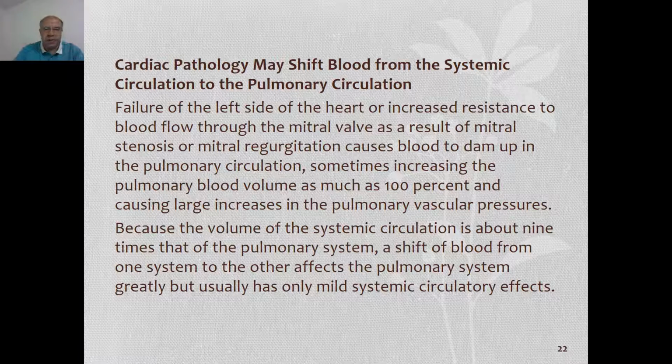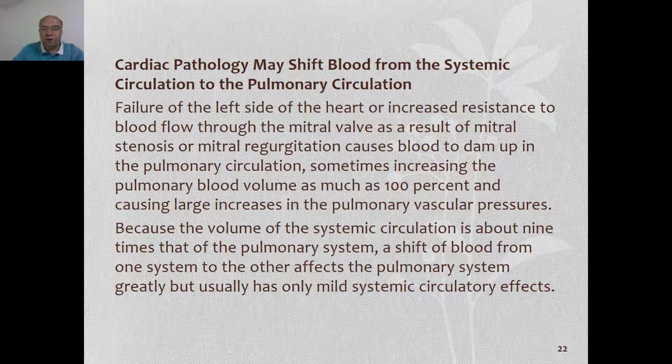Cardiac pathology may shift blood from the systemic circulation to the pulmonary circulation. Failure of the left side of the heart or increased resistance to blood flow through the mitral valve as a result of mitral stenosis or mitral regurgitation causes blood to dam up in the pulmonary circulation, sometimes increasing the pulmonary blood volume as much as 100% and causing large increases in pulmonary vascular pressures.